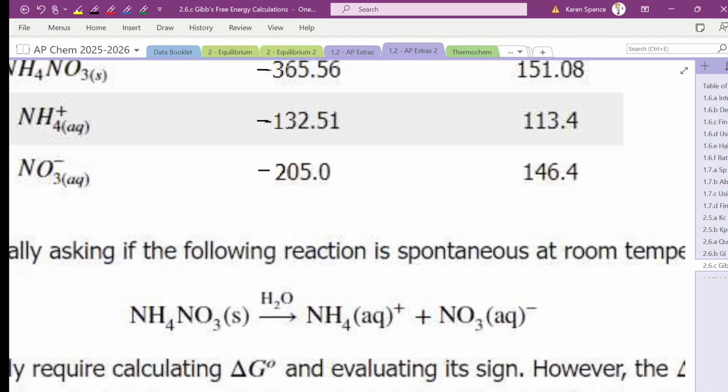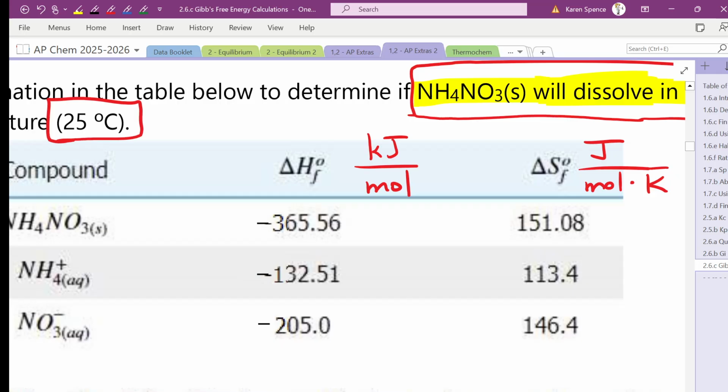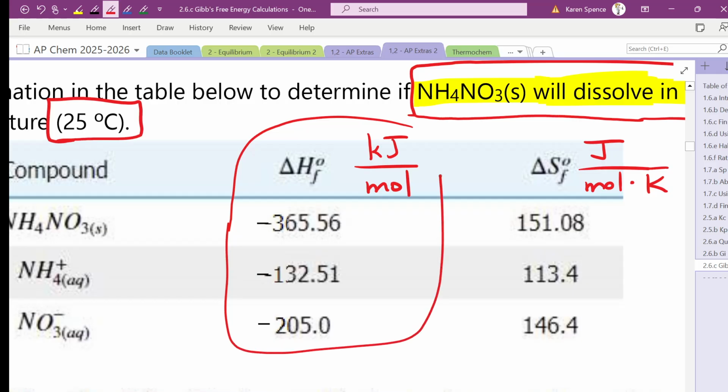And wouldn't it be nice if we could just add up our delta G's like we did last time, products minus reactants? But we're not given delta G's. What are we given? We're given delta H's and delta S's. Okay. So what are we going to have to do first? Yeah, we're going to have to take all of these and find delta H naught of the reaction.